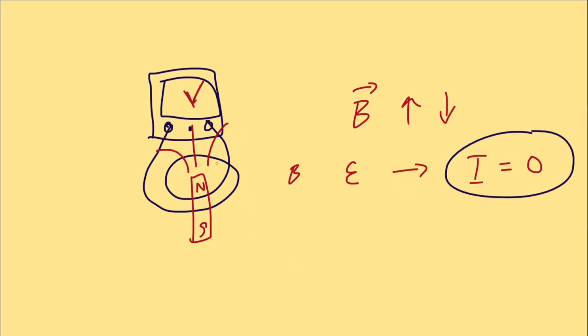And by the way, it doesn't matter if you move the magnet or the coil. As long as the field going through the loop is changing, you get current. It's the relative motion that matters.